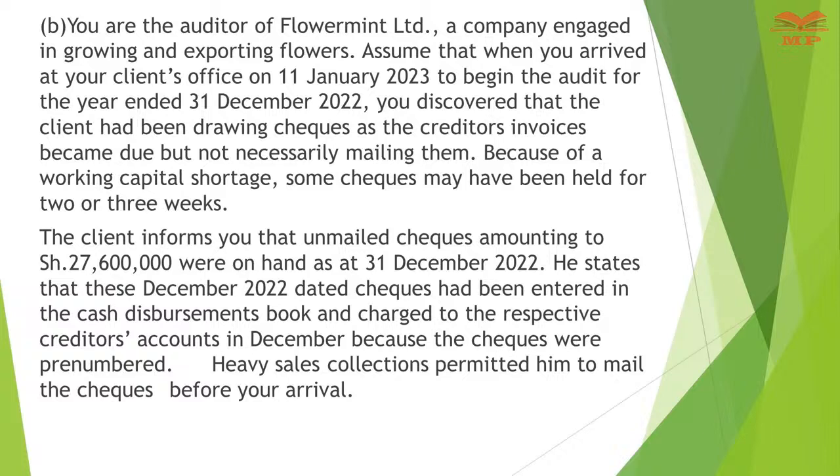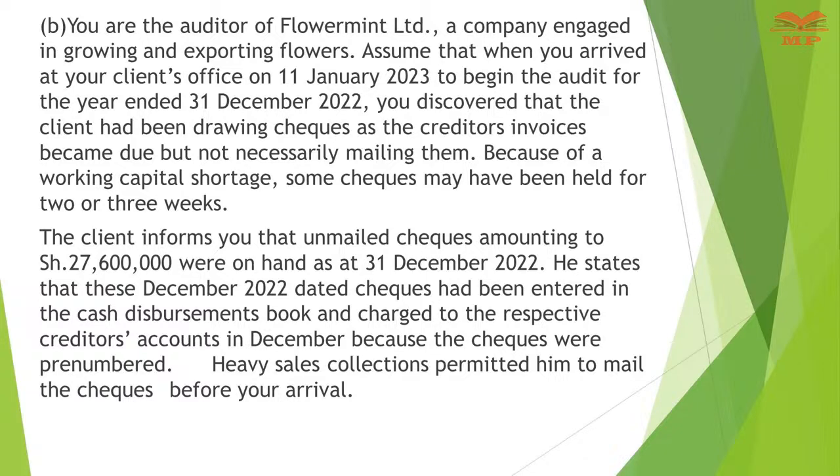He said that these December 2022 dated checks had been entered in the cash disbursements book and charged to the respective creditors in December because the checks were pre-numbered. You see that? When you go back a bit, we read that you discovered that the client had been drawing checks as the creditors' invoices became due, but not necessarily mailing them. So the checks had been drawn, but they had not been mailed.